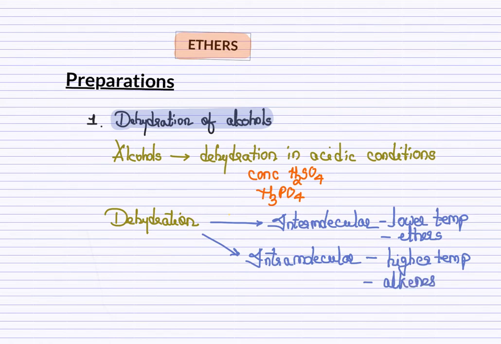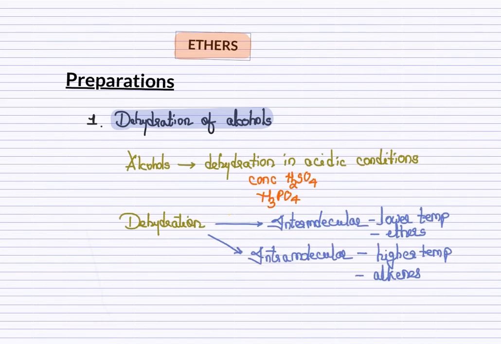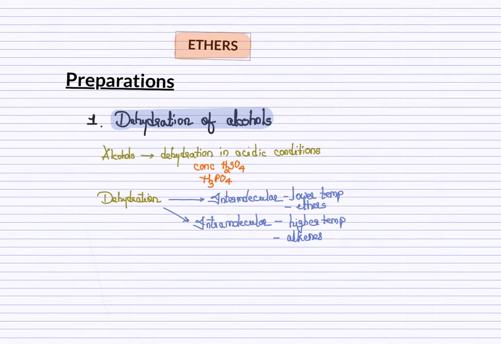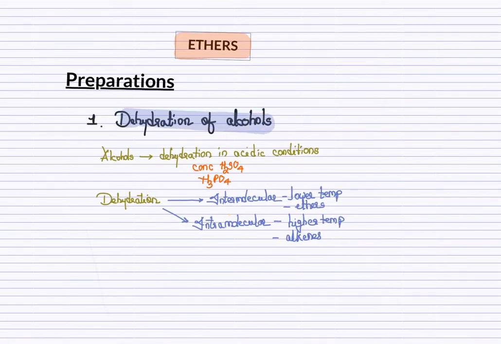So basically, dehydration has to be controlled. In order to obtain ethers, we will have to work at lower temperature. Now, one of the examples that they always quote is about formation of diethyl ether from ethanol. So let us take up that formation of diethyl ether from ethanol.